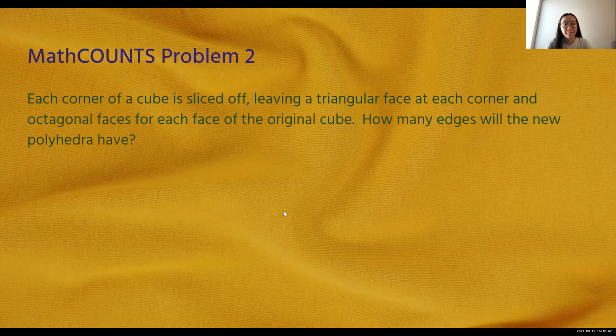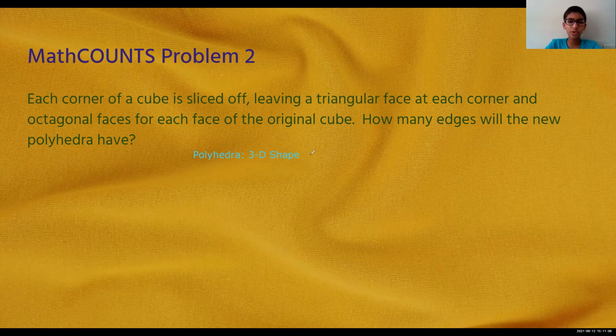What's a polyhedra? A polyhedra, basically, you can think of it as meaning a 3D shape. Huh? I didn't hear you. Like a 3D shape that has lots of sides. Okay.